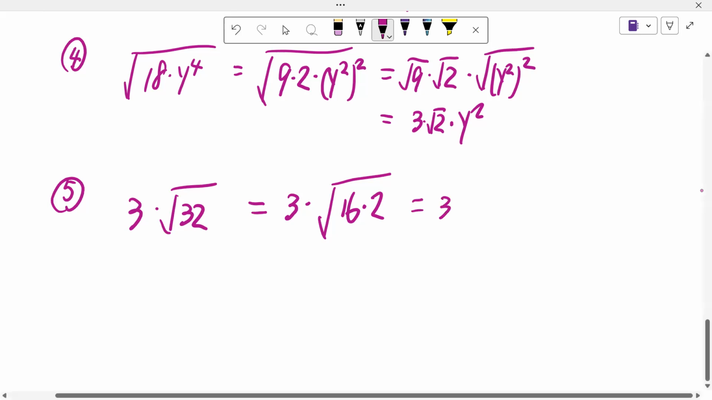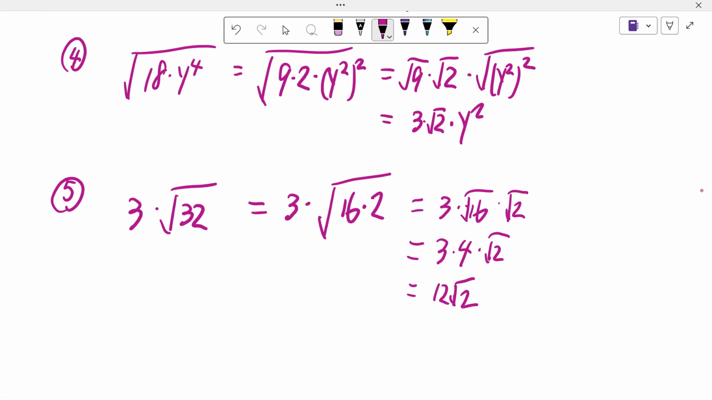Then we split it as the square root of 16 times the square root of 2. And the square root of 16 is 4. So 3 times 4 and square root of 2, that's 4 square root of 2. Any question about this? Now you can simplify.